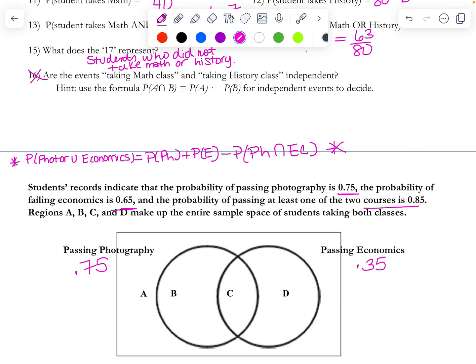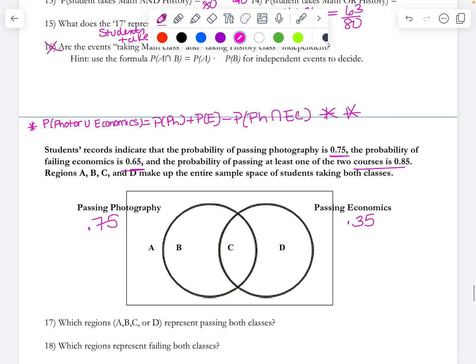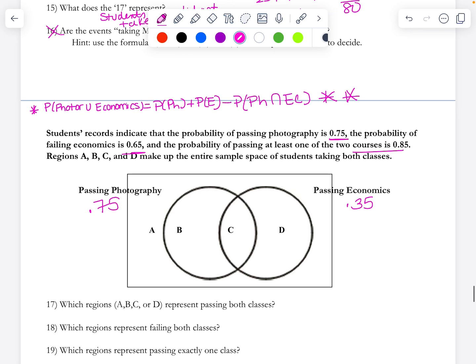So this is going to be important for a ton of our problems. So let's look at what we have, and we'll go through what we have. So this says here, the probability of passing at least one of the two courses. So this is always going to be at least one of our two courses. This is going to be 0.85.